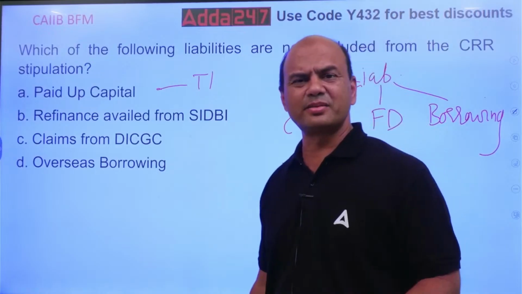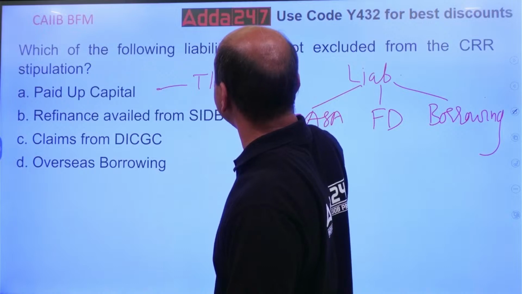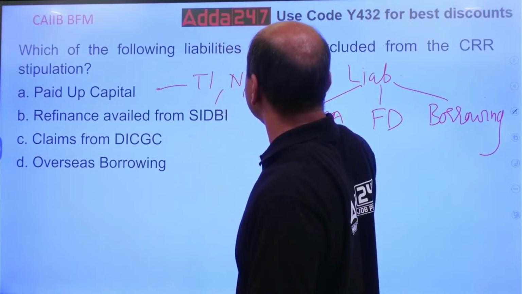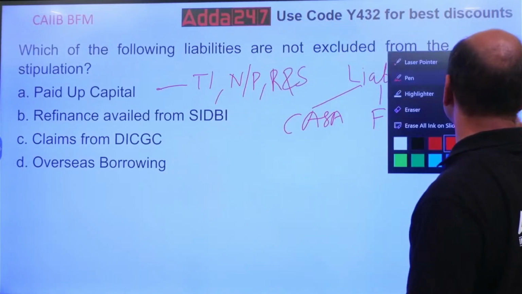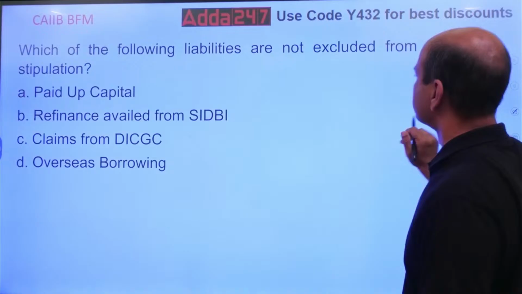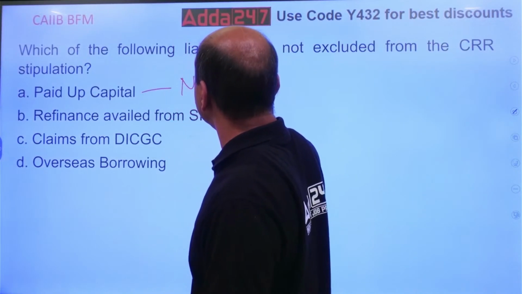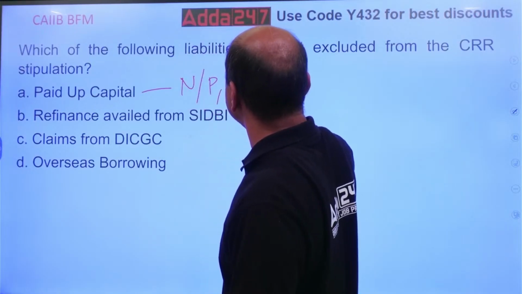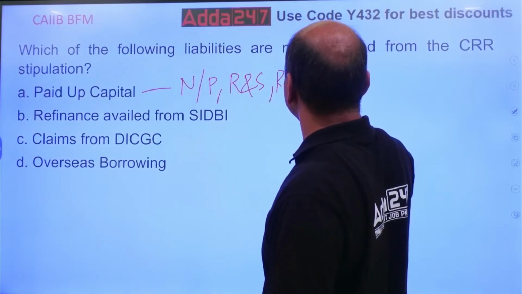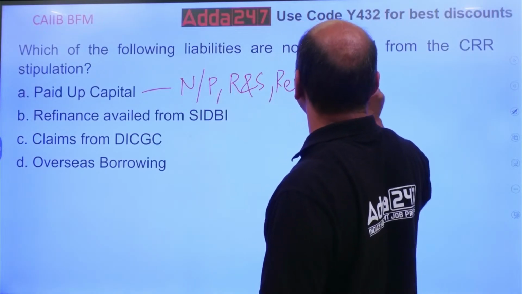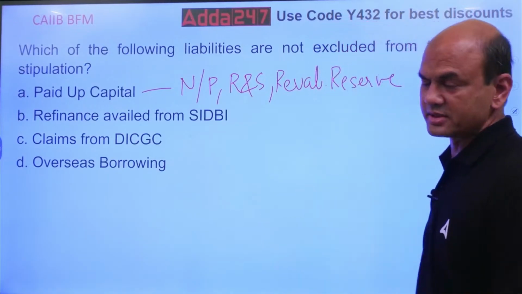So coming back to this point, paid up capital, tier 1 capital. Similarly, reserves and surplus, here there are 2-3 parts. Net profit, reserves and surplus, R&S, revaluation reserves. These are a part of your tier 1 capital. So these are not included in your CRR calculations.